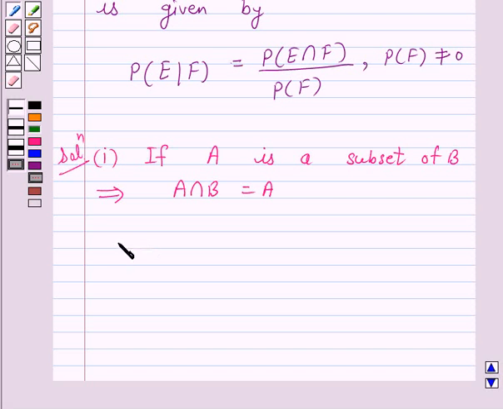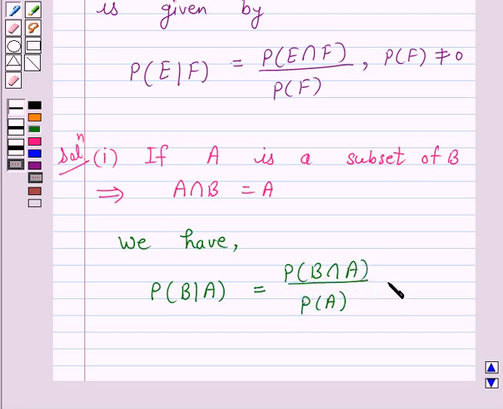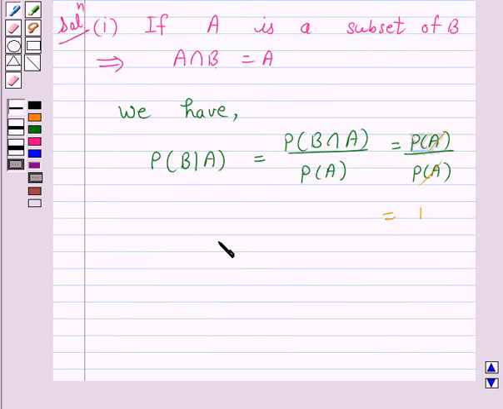So according to our key idea, we have probability of B upon A is equal to probability of B intersection A upon probability of A, provided probability of A is not equal to 0. Now here we are given probability of A is not equal to 0. Now probability of B intersection A is equal to probability of A, as A intersection B is equal to A. So probability of B upon A is equal to probability of A upon probability of A, and this is equal to 1. So the answer for part 1 is 1.